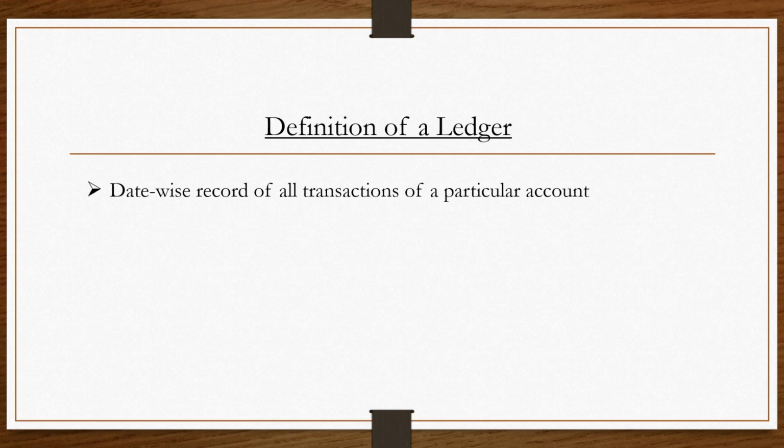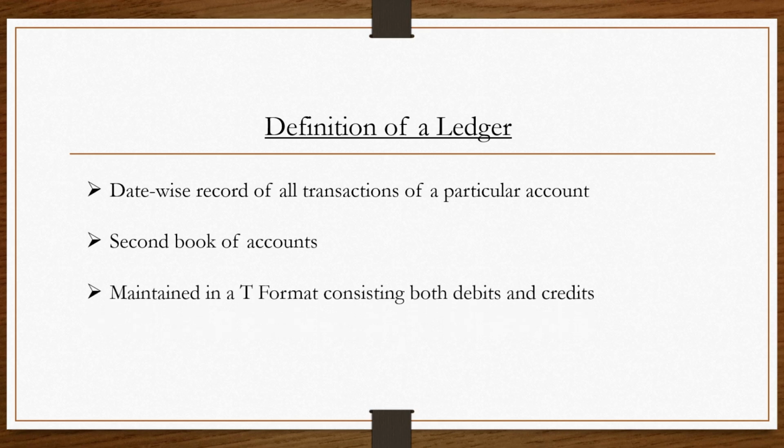We will see this in detail when we go through the examples. We have 20 journal entries for which we'll be creating ledgers, so we have a lot of examples to understand it completely. As I said, it is the second book of accounts because journal is the first level of entry. It is maintained in a T format and consists of both the debit and credit sides of a particular account.